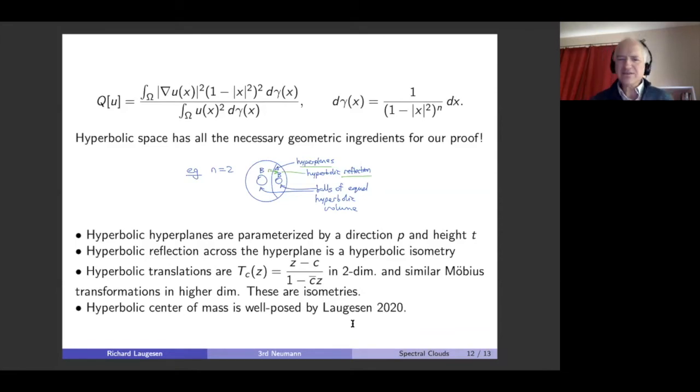The hyperbolic center of mass means you take your mass density on the domain omega, and you want to apply a suitable map T_C, C being the center of mass point, so that when you apply T_C, you get a region whose Euclidean center of mass is at the origin, with respect to this weight function G, the radial part of the eigenfunction. So it's a similar idea to what you do in Euclidean space, but you have to use the hyperbolic translations. Okay, so that's a well-posedness result we can call upon, which was developed, in fact, in order to carry out this project.